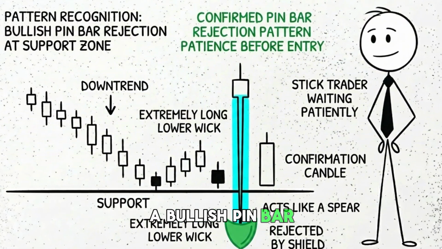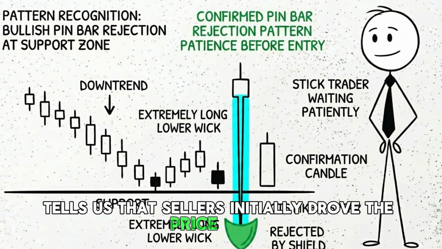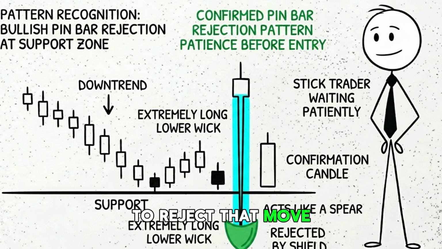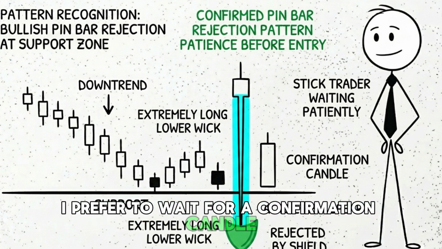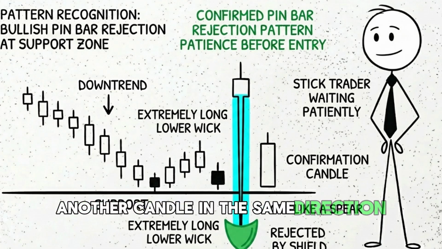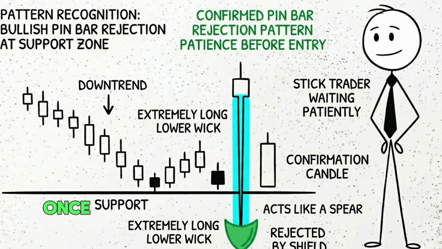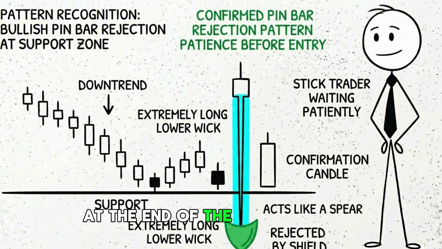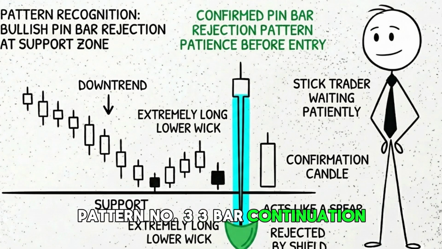A bullish pin bar tells us that sellers initially drove the price down, but buyers stepped in with massive force to reject that move. While some traders enter immediately, I prefer to wait for a confirmation candle, another candle in the same direction, before entering. Once confirmed, you can enter after the close and place your stop loss at the end of the pin bar's wick.